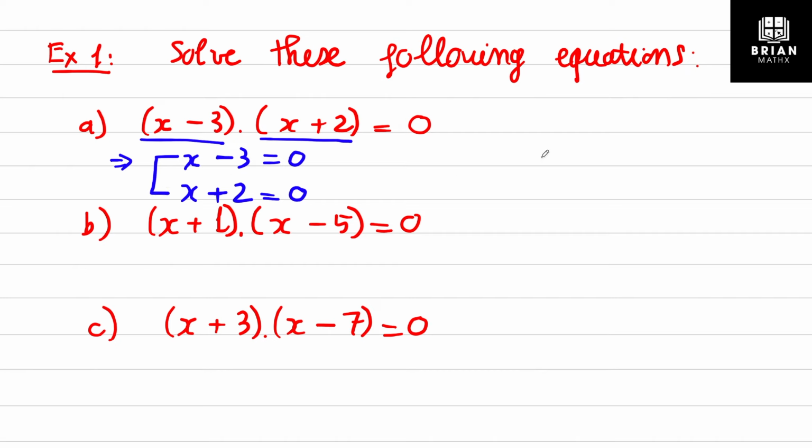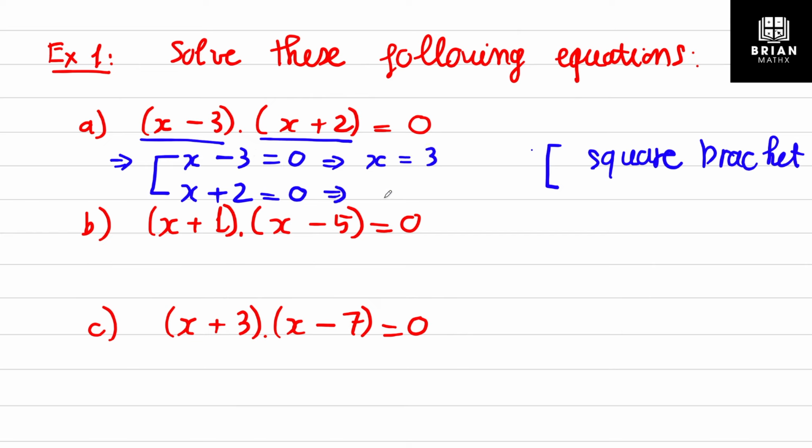This symbol I call a square bracket. It has a form like this. This is a square bracket, and then you will show the answers: x minus 3 equals 0 gives x equals 3, and for the second equation you get x equals negative 2. Very easy. Focus on the square bracket, because it will help you understand more about how you can solve this equation.